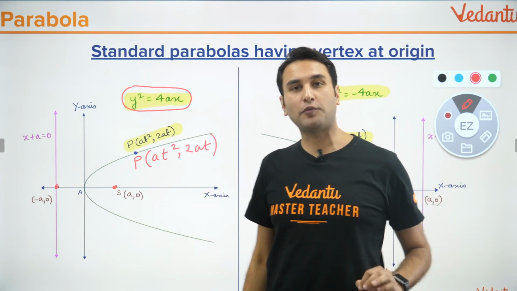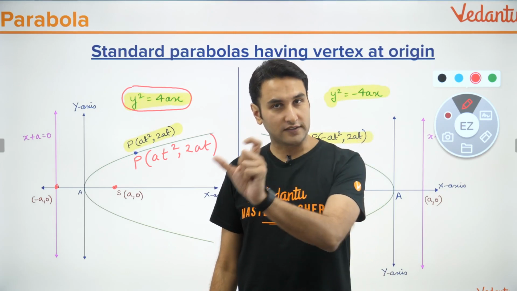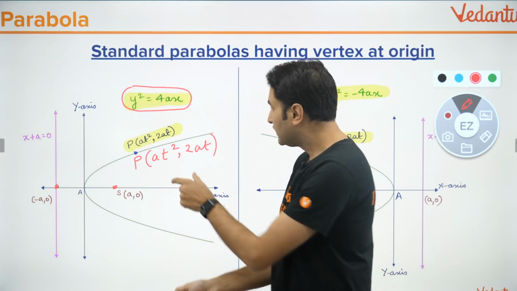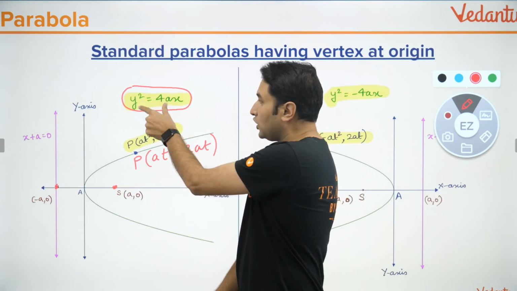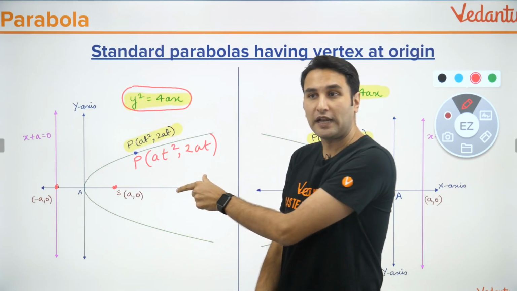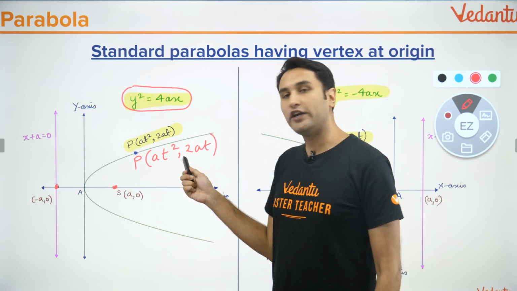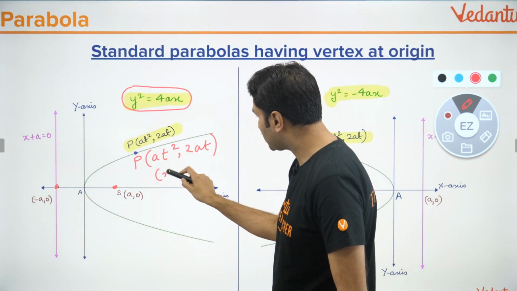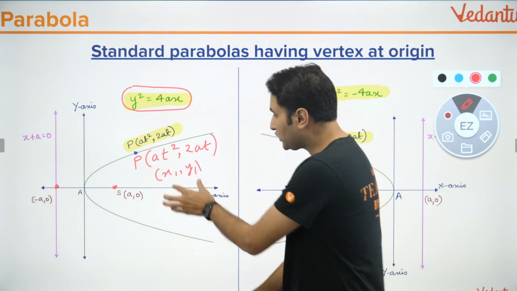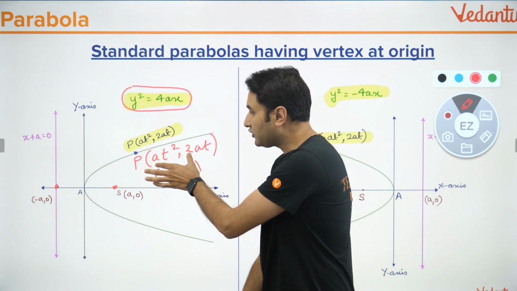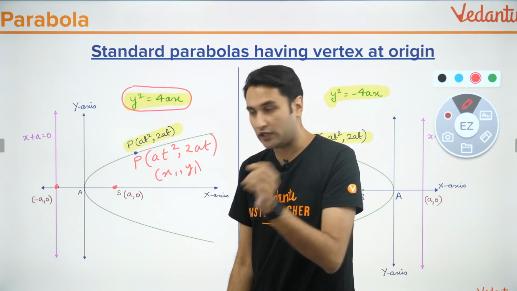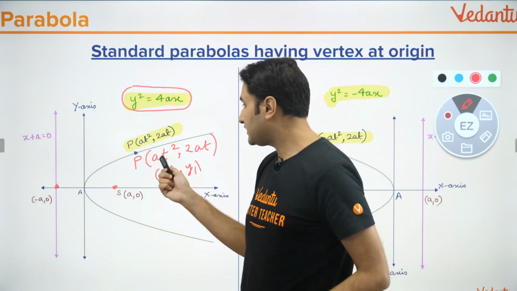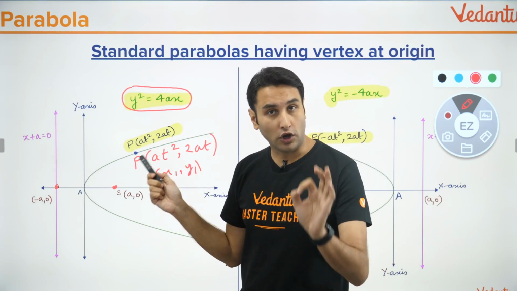What was the parametric point in the circle? A cos theta, a sin theta. The parametric point for the parabola is 80 square comma 280. Matlab this point will always satisfy the parabola. All right. Why do we use the parametric point? Because rather than writing the point as x1 comma y1, which are 2 different variables, I can write any given point on the parabola in a single variable t, which will be easier to solve. Hence we use this form a lot in parabola.